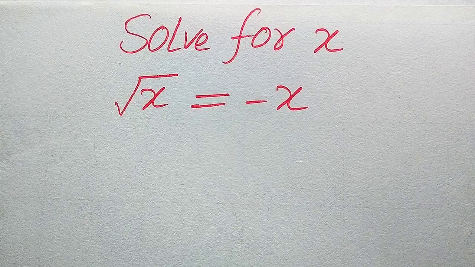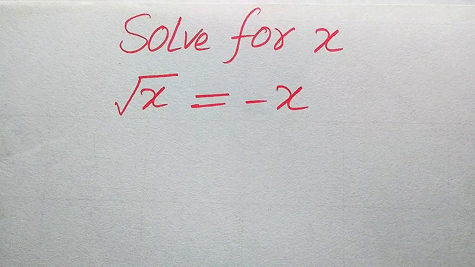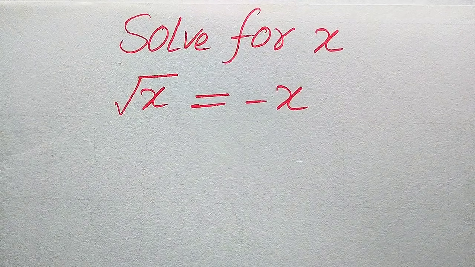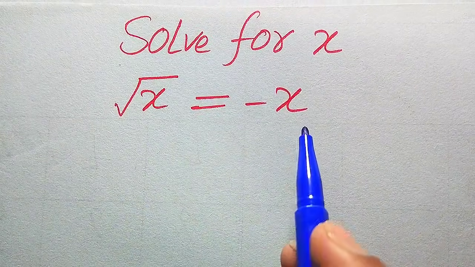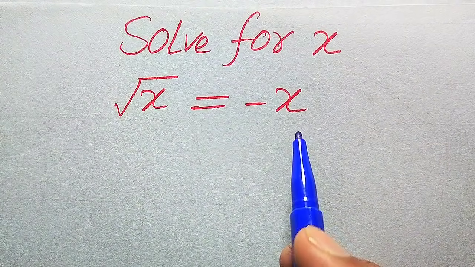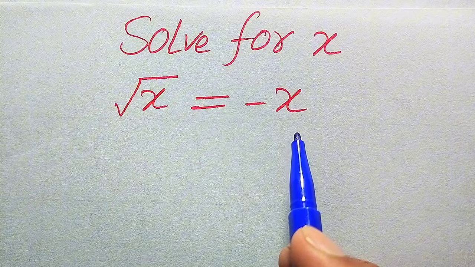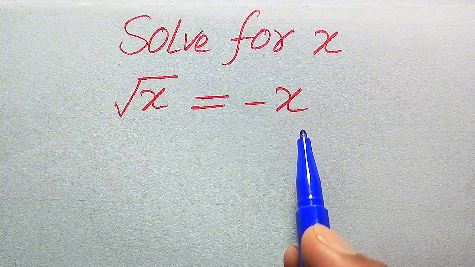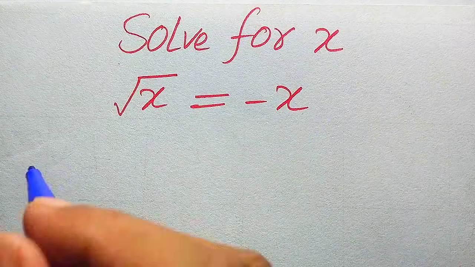Hello everyone, how to solve this problem for the values of x if we have square root of x equals minus x, and we solve this problem for all the values of x. So here we solve this problem by two methods.